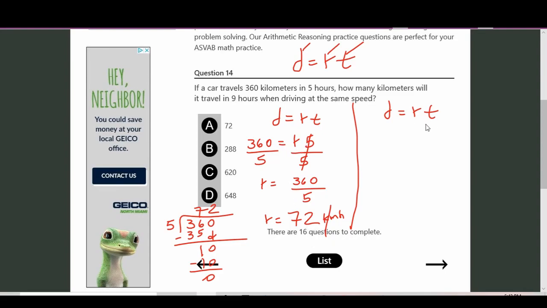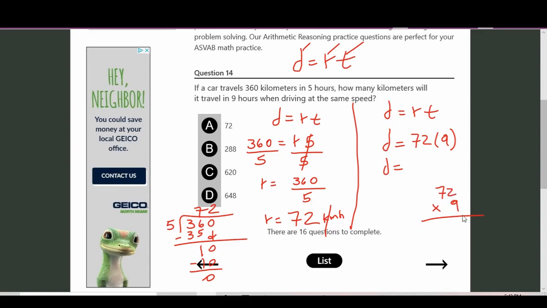And now let's look at the second part of this problem. How many kilometers will it travel in 9 hours? So we want to know the distance. So I'm going to leave distance as D. I know the car's traveling at 72 kilometers per hour, and we're told the new time is 9 hours. So this problem simply becomes a multiplication of two whole numbers, namely 72 times 9.